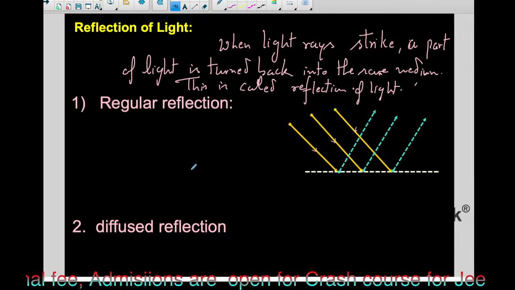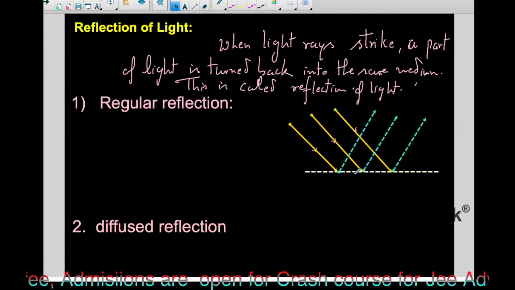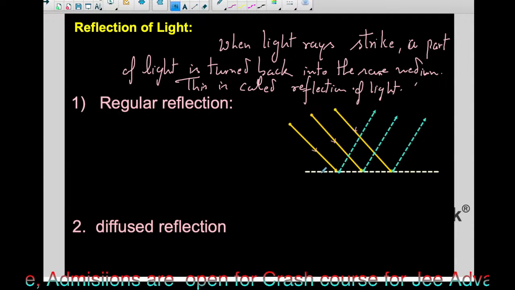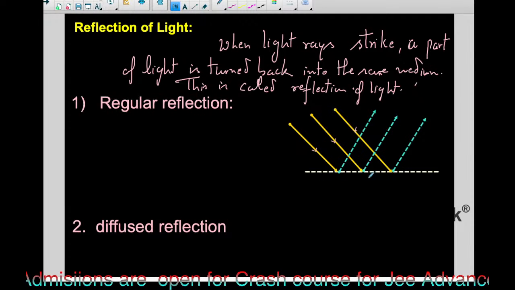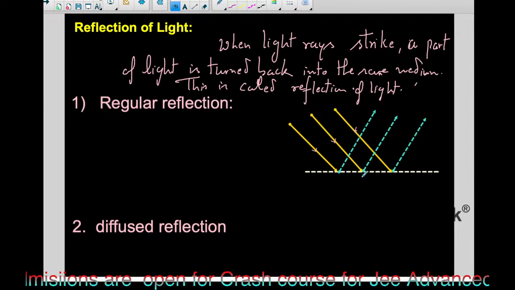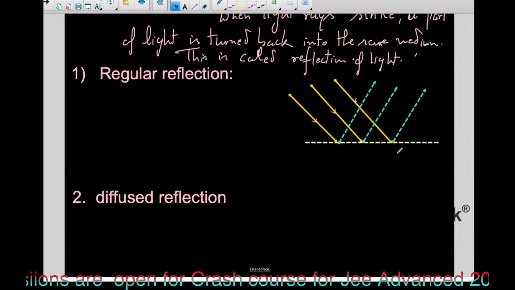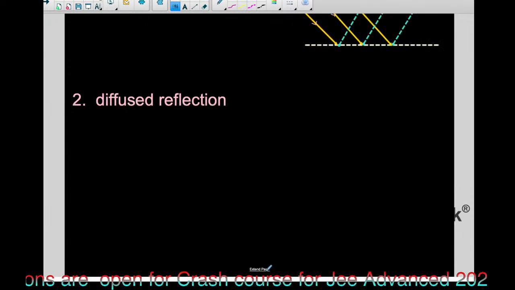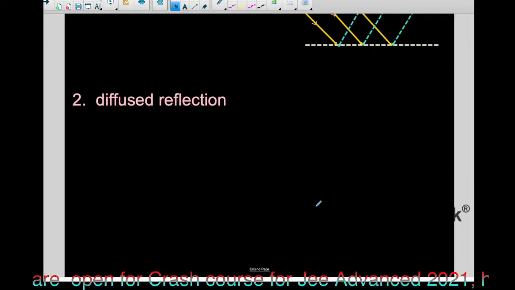Right. And what is a reflection? A regular reflection: when reflection takes place from a perfect plane surface, this surface is called a perfect plane surface, and then it is called a regular reflection. Rather than this perfect plane, if we say diffused, which type of plane will be there?